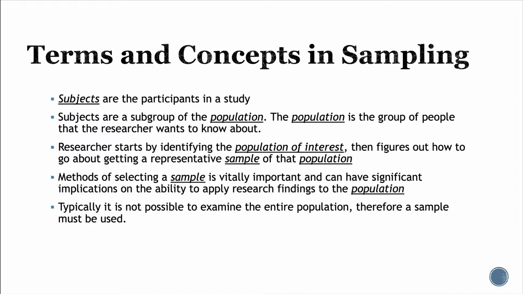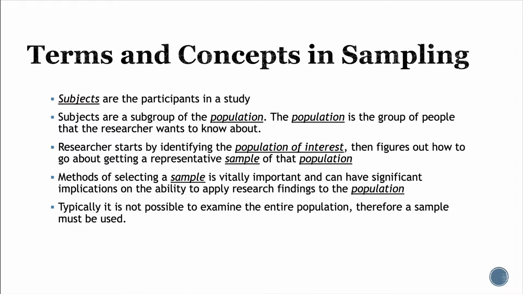While some measures of performance may work in a wide range of individuals, regardless of age or gender or sports participation, often we see very different reactions to different types of treatments depending upon population characteristics like age and gender and so on. So typically, the researcher starts by identifying a population of interest, and then he or she figures out how to go about finding a representative sample of that population.